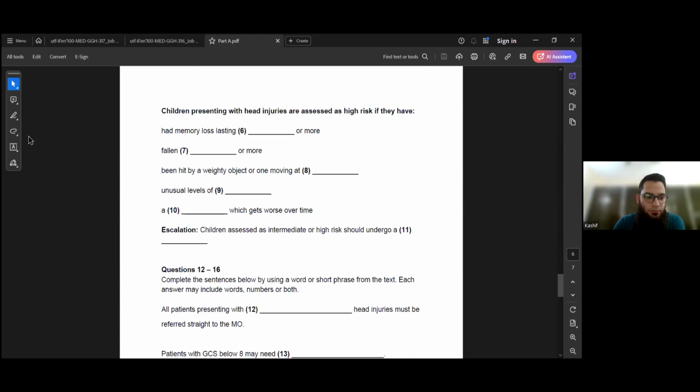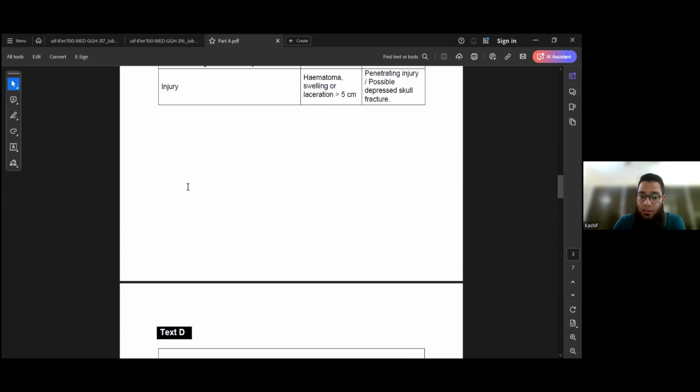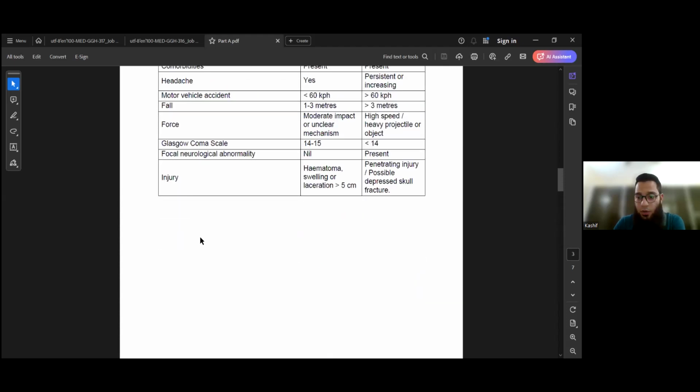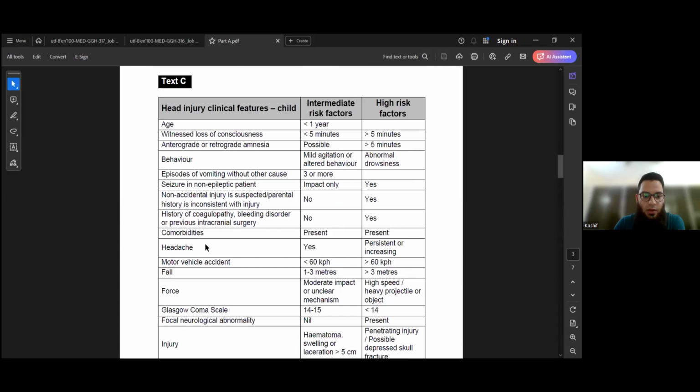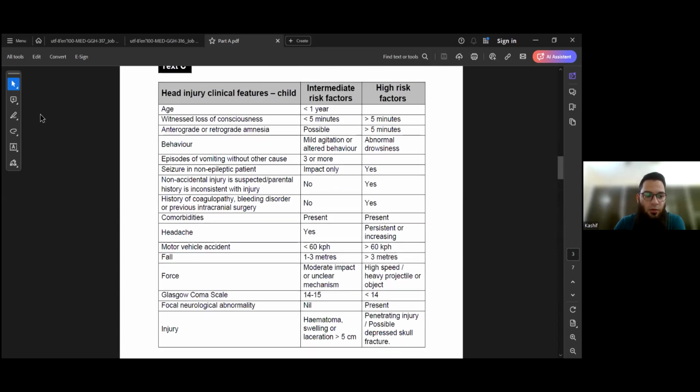Okay, now we have done this. And unusual levels of what? Unusual levels of drowsiness, where it is given. Let me go up. Unusual level, because as I said, if you are looking for the same wording and same statement, you will get confused. Now here it is written unusual level of what?